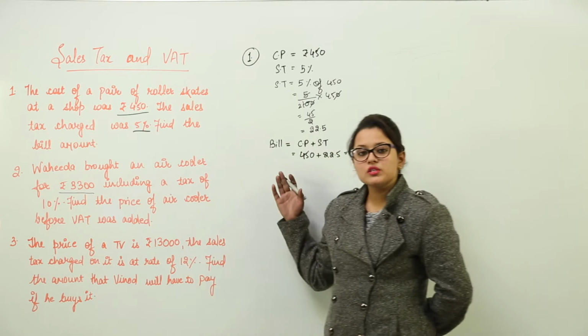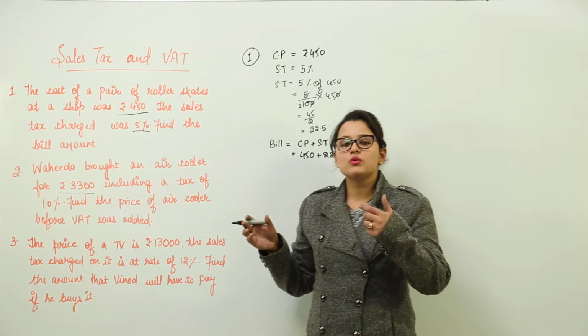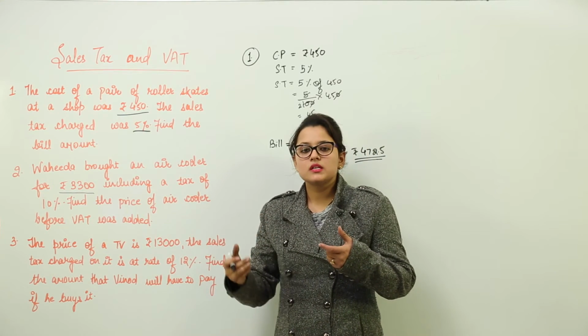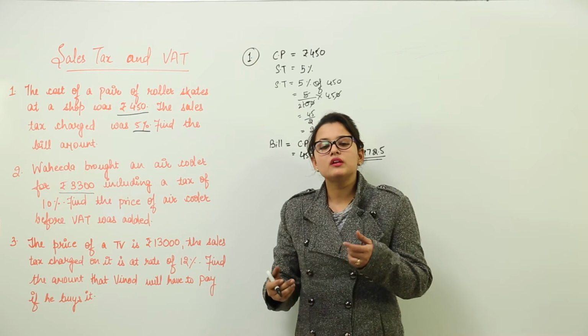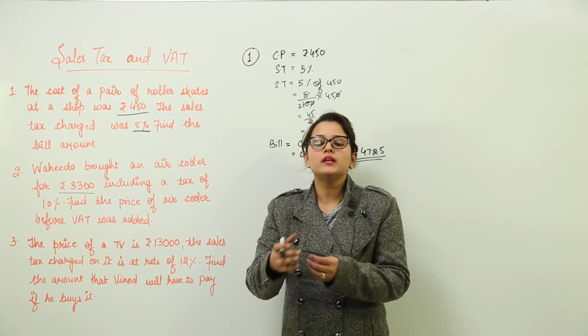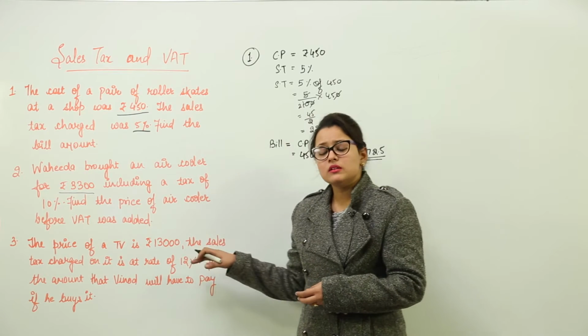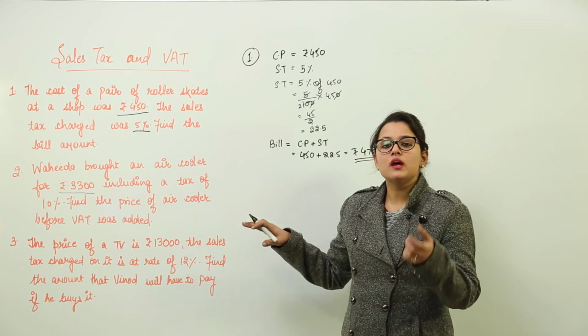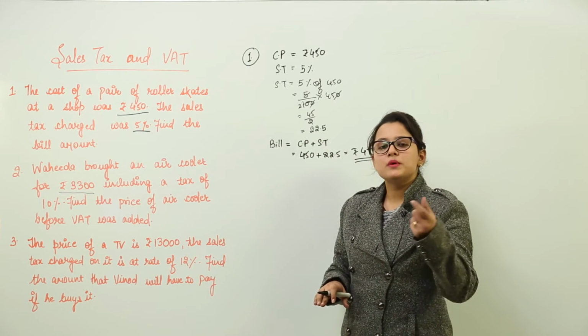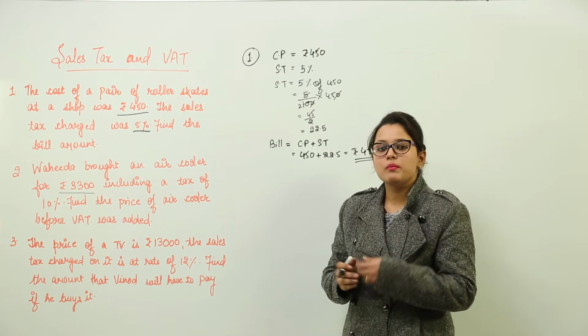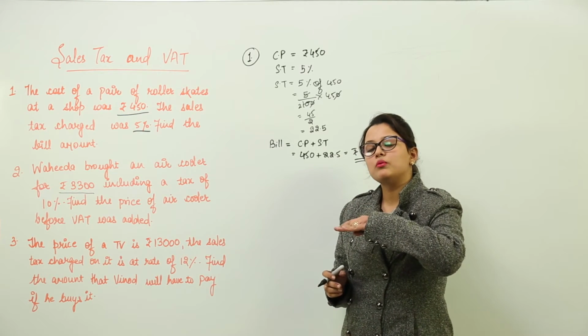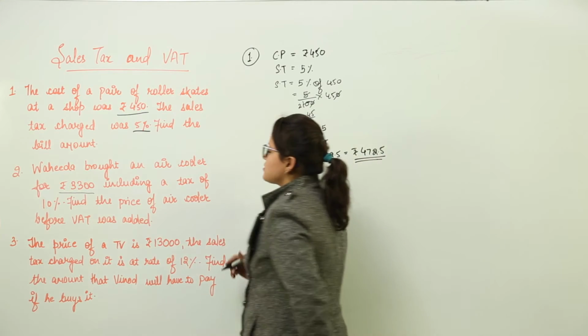See, the previous question was one in which the product's original cost was given, the percentage of tax to be applied was given, and you had to calculate the final billing amount. But in this question, the final amount is given, the percentage of tax is provided to you, but you have to find the original amount, right? Now how to do this question?